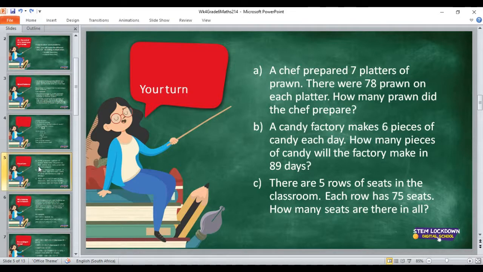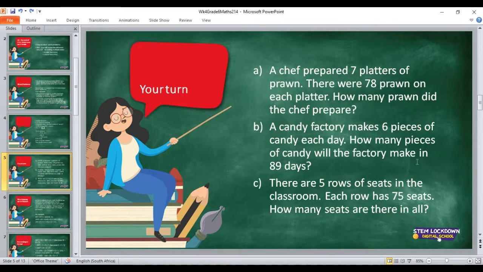Now here is your turn. I'd like you to work with me. We have only 3 word problems that we are going to be looking at. The first one says, a chef prepared 7 platters of prawn. There were 78 prawn on each platter. How many prawn did the chef prepare?